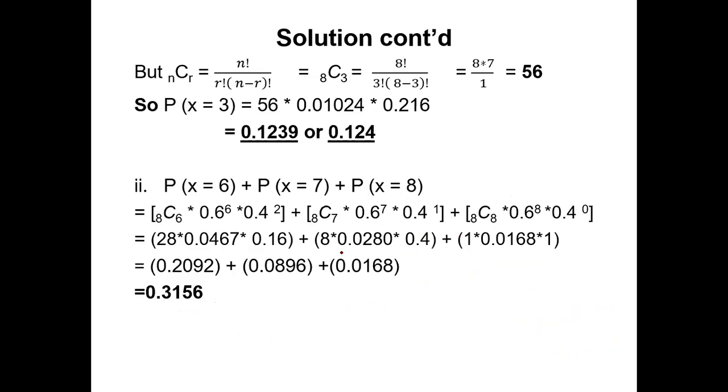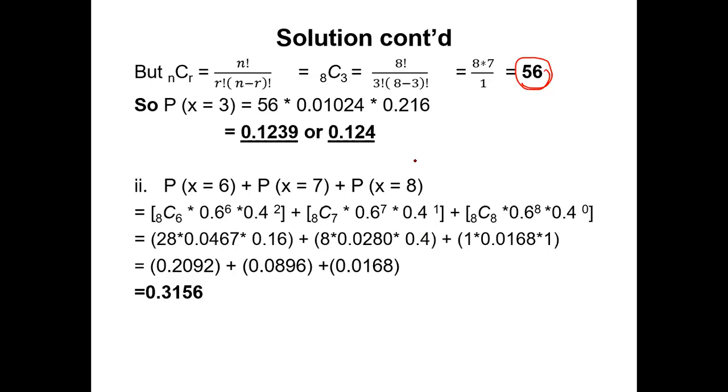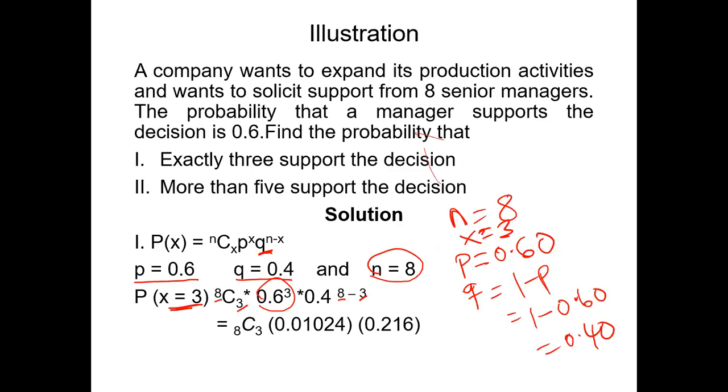Now, once we take our calculators and punch this, we should be able to get the final answer probability. So once you take your calculator and punch it, you realize that 8 combination 3 will be 56, okay? Then 0.6 raised to the power 3 will be 0.216, and 0.4 raised to the power 5 will be 0.01024. So you multiply these 3 terms, you will get 0.1239, okay?